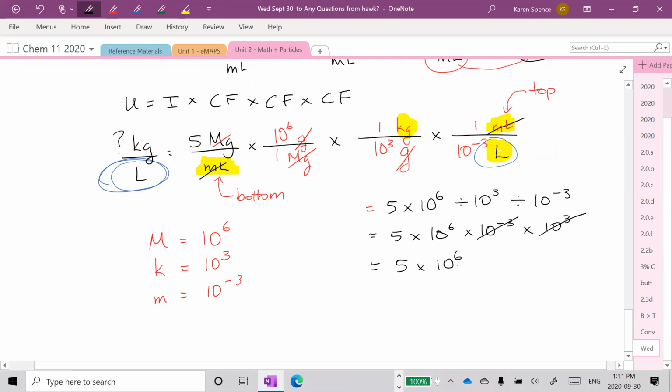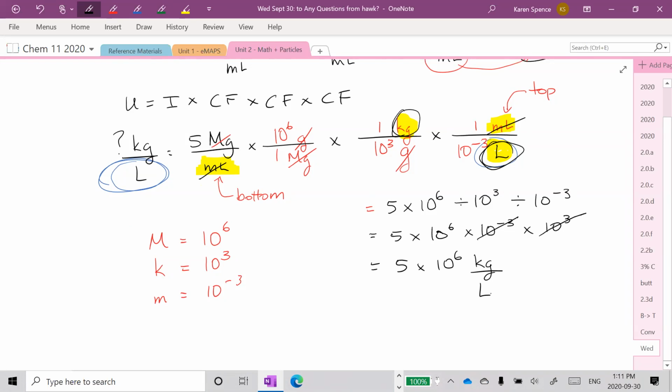So yeah, hopefully you're getting 5 times 10 to the 6. Like I said, if you're not getting that on your calculator, see me Thursday or Friday about sorting that out so you don't have problems next week. Okay? And the only things I have left are the kilograms and the liters. Everything else is canceled out. And what did I want? Oh, good. I did want kilograms per liter. So life is awesome.